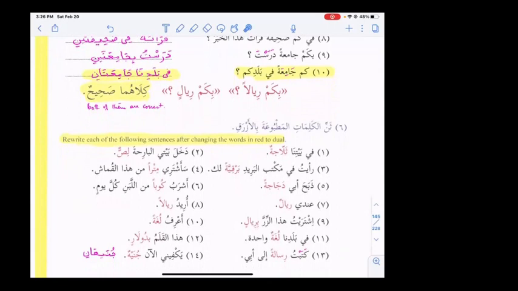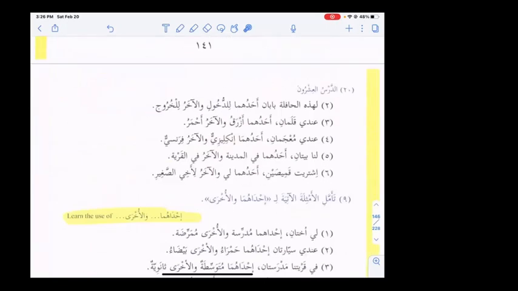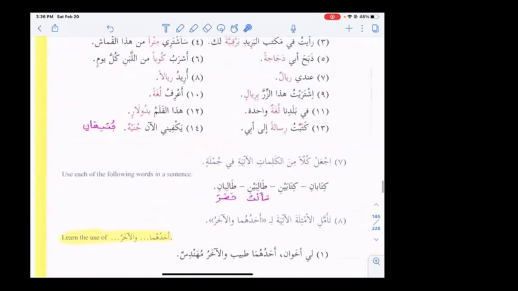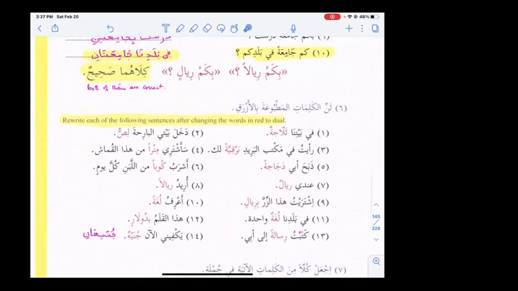Thanni. Make dual. We'll do it quickly, inshallah. Make dual, and you write it in the blue. Fi baytina sallajatun. What will you say? Fi baytina sallajatun. That's all. Dakhala bayti al-bariyata lissun. A thief came in, entered our home last night. Lissun will become lissani.